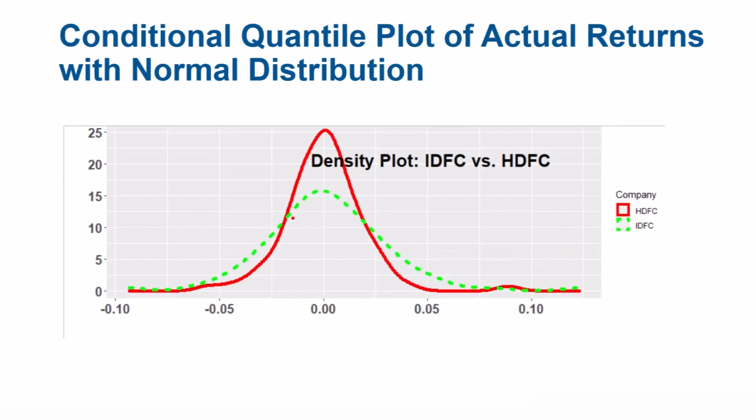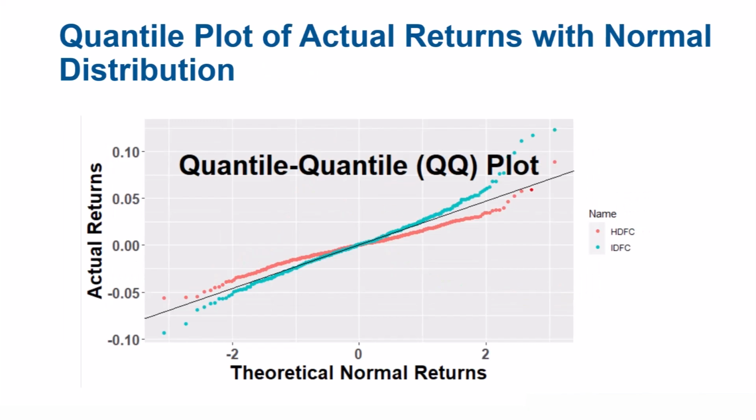Again, if you look at the density plot here, the green curve has more extreme upper tails. So this confirms our box plot. This is the density plot of IDFC versus HDFC. IDFC is in green, so we can see more extreme tails. Similarly, in the quantile plot also, we can see the green one, IDFC, has more extremities around the tails.